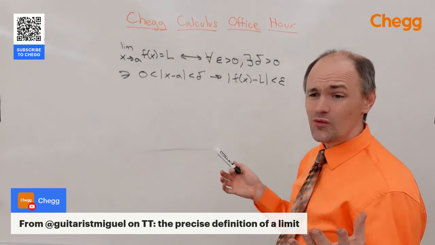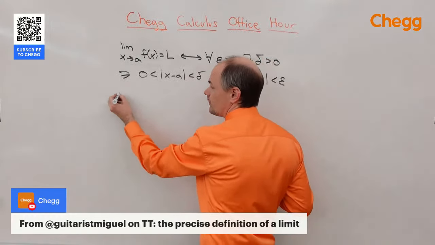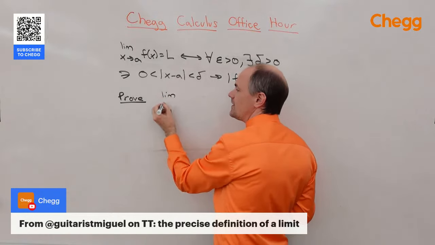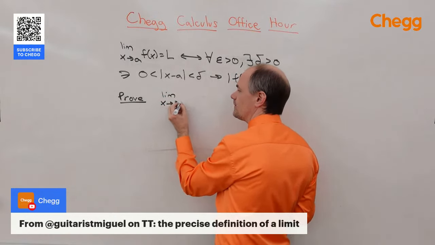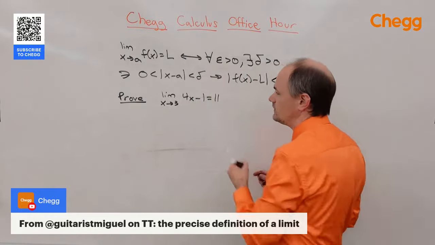But what are we going to do with that? We're going to use this definition to prove a limit. We're going to prove that the limit as x goes to 3 of 4x minus 1 is equal to 11.